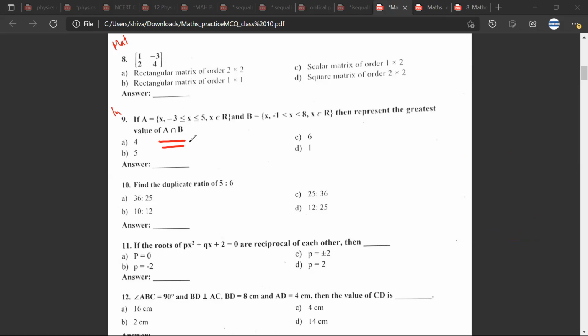Mr. CB, so in this way, first let's solve the inequation A. So A lies between minus 3 and 5. B lies between minus 1 and 8.